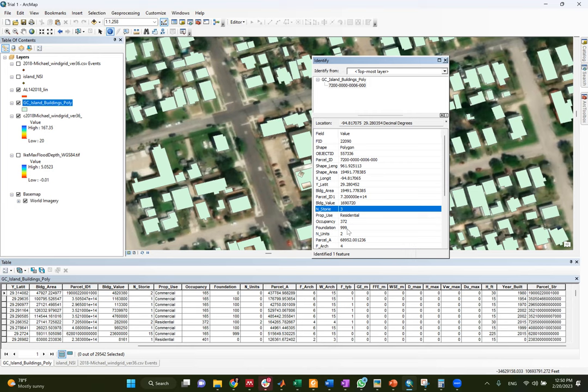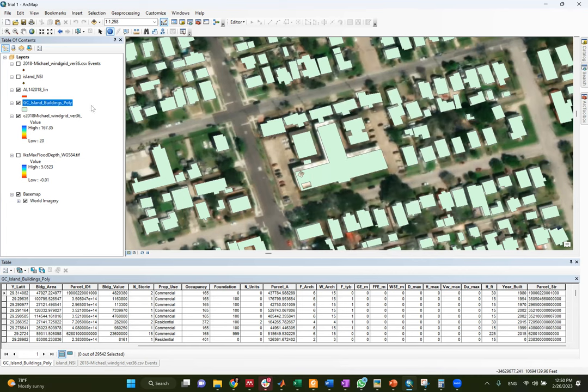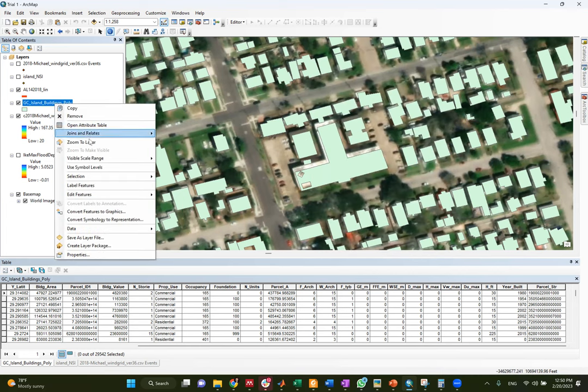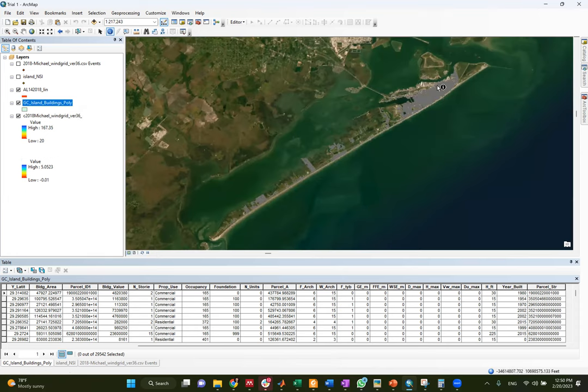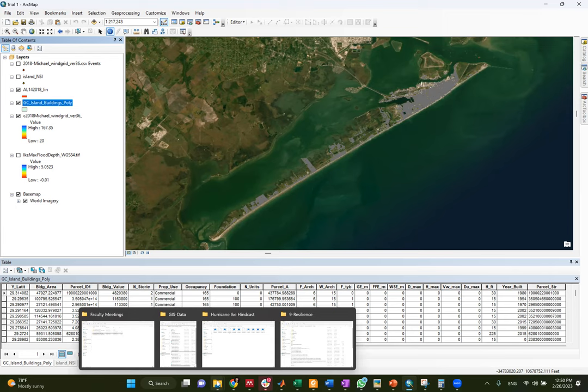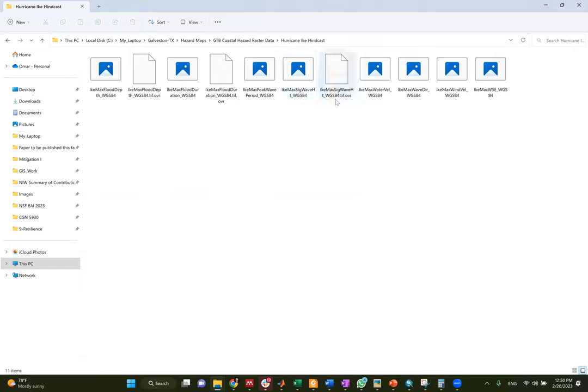So let's do an example and see how we can move from hazard to exposure. Last time I showed you this layer, so let's zoom to it. This is Galveston, Texas, and these are the building polygons within Galveston, Texas. What I'm going to do right now is wind damage analysis. So let's see how we can do it. First, I need a wind hazard map. I have here a wind hazard map for Hurricane Ike.